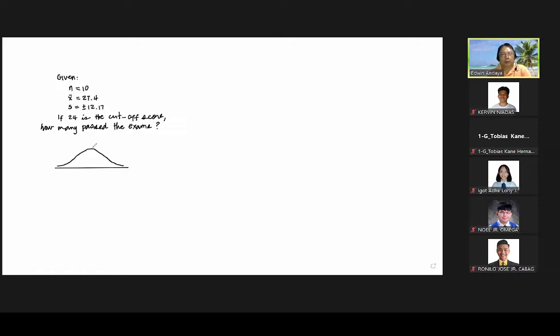The peak point is our mean, 27.4. Where can we find in the graph the score of 24? Which part of the graph can we find the score of 24? Left side, sir.